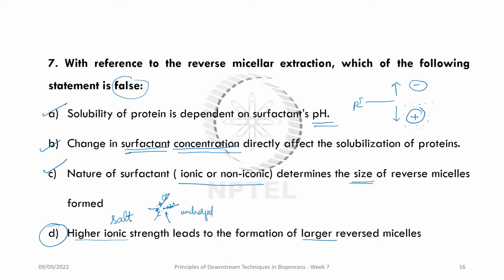So for reverse micelles, if there is no attraction or repulsion or any ionic interactions, the higher salt concentration is inhibiting the formation of a large reverse micelle. With increase in salt concentration, it is found that the size of reverse micelle decreases and the efficiency of extraction also decreases. Right, so the correct answer is: high ionic strength leads to the formation of smaller reverse micelles, so the option that says larger reverse micelles is false.